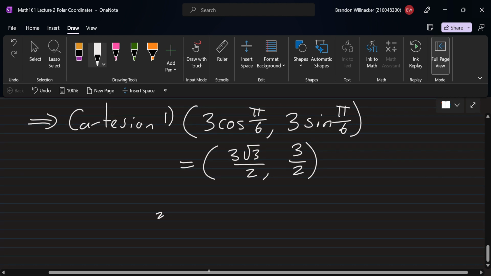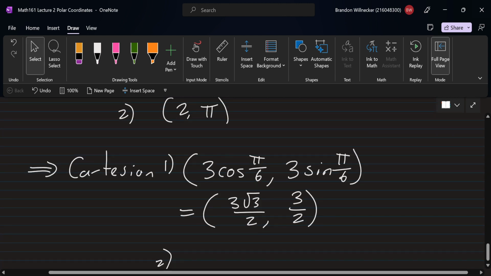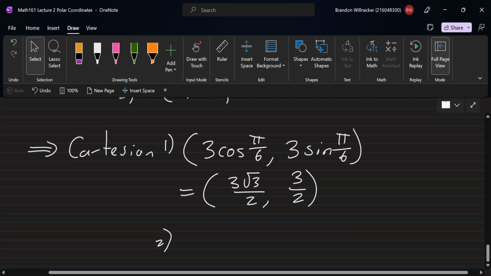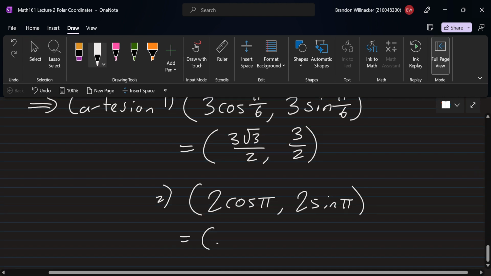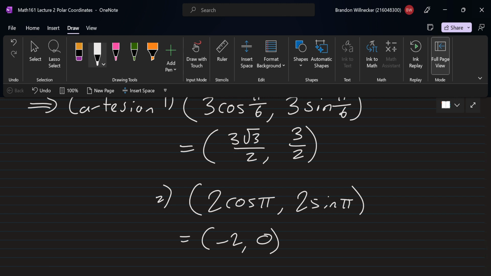And then for the second one, the distance, or the radius, is 2. The angle's pi. So it's going to be 2 cos pi and 2 sine pi. So that's going to be minus 2 and 0. So that's the Cartesian form. Okay, any questions on that?